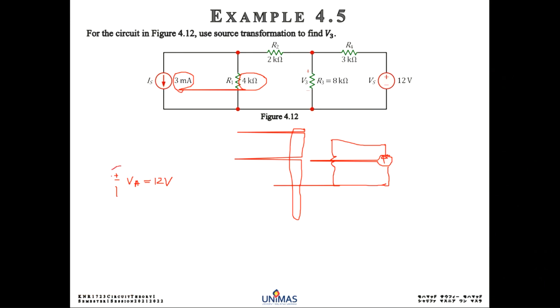So, kita dah transform VA ni. Dan kita ada resistor. Kita dah combine RA dengan R2 tadi. Kita namakan RA2. Sama dengan apa tadi? 6 kilo ohm. So with that, can we transform again to a current source? Apa akan jadi kalau kita transform ke current source?